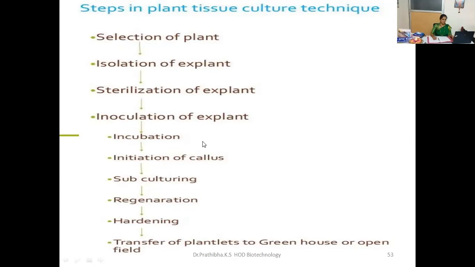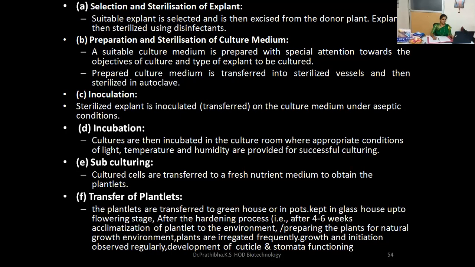Then incubation in the incubation chamber. Then initiation of the callus or initiation of organogenesis, that is shoot regeneration or root regeneration, or we can also go through callogenesis. Once done, next we go through subculturing. After subculturing, again we can go for regeneration. Once viable plantlets are regenerated, they are subjected to hardening by transferring the plantlets to greenhouse or open field conditions. So these are the basic general steps in plant tissue culture. Let us go through the steps one by one.